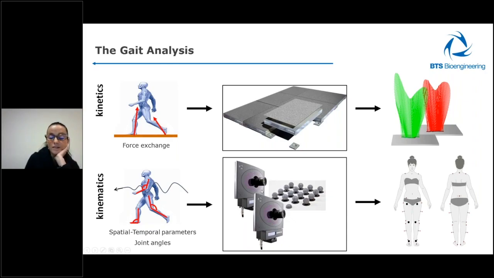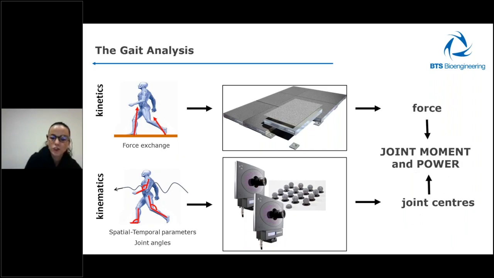As you know, thanks to the acquisition of the reflective markers placed on the patient in precise anatomical landmarks, it's possible to obtain the joint center of rotation. By merging together the joint centers of rotation obtained from the kinematic system and the forces measured by the platforms, we can have information about the joint moments and the joint powers.